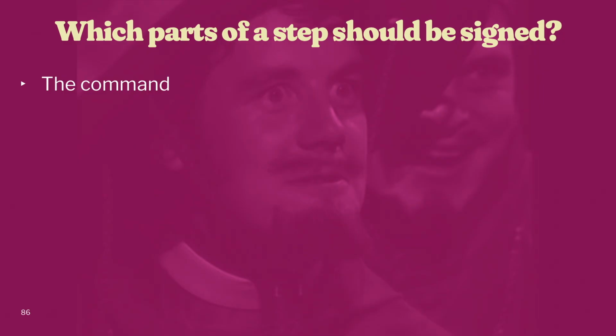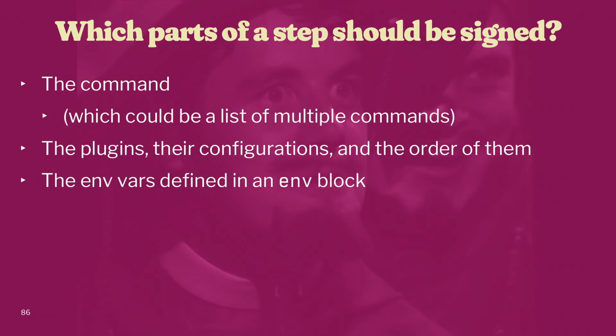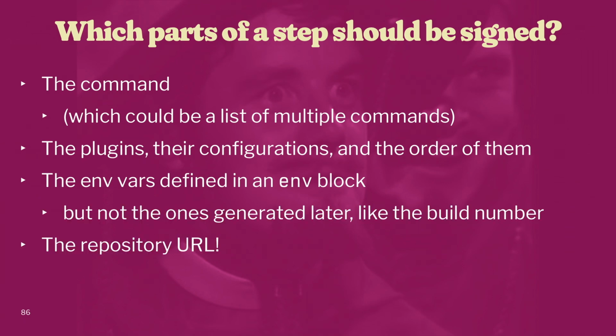Well, the command is important. Okay, the command is important, and that could be a list of multiple commands. So the command and the plugins are important, right? Yes, of course, because the plugins are downloaded when the job is run, and they have scripts in them, and it's obviously important that we don't let a hacker run random plugins. Okay, so the commands and the plugins and the envars that are defined in the pipeline are important. Okay, what else? That's all that's important. No, the repository URL is important.